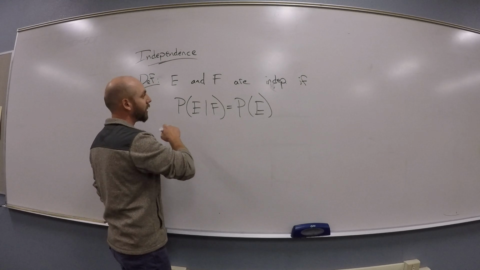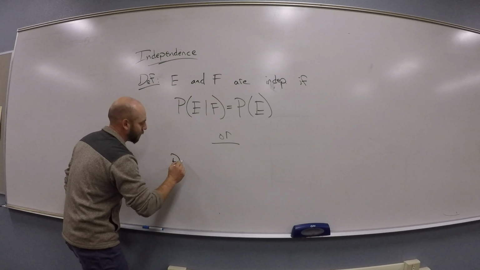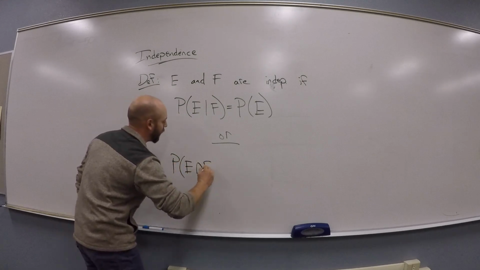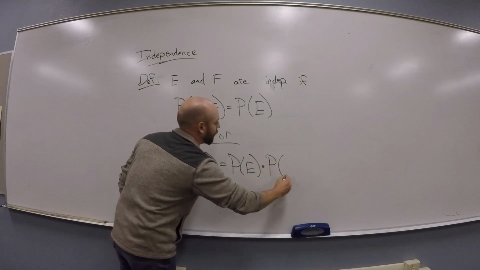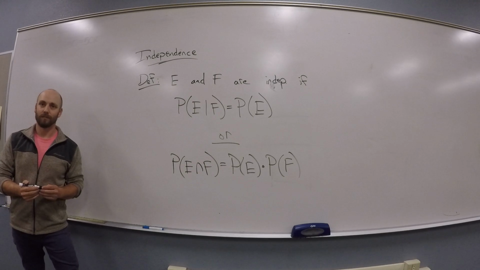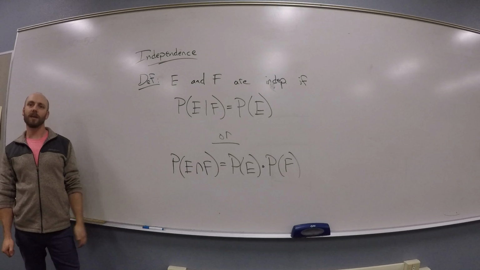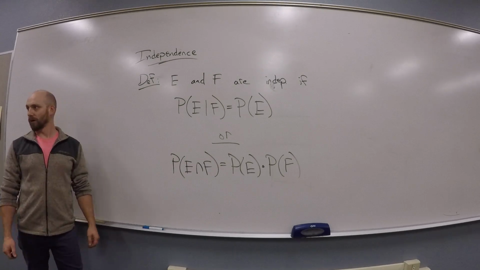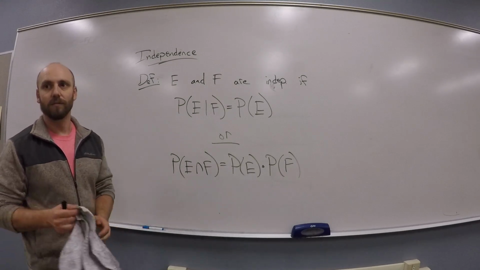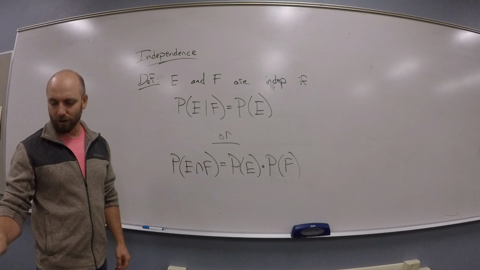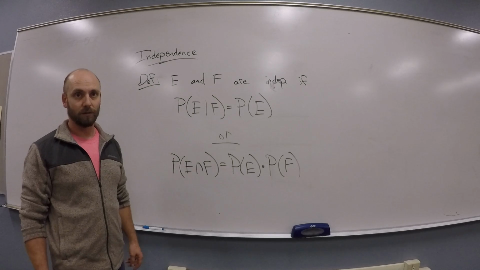There's another characterization of this, which is that the probability of E intersect F is the same thing as the probability of E times the probability of F. You guys cool with this? I don't care which of these you take to be the definition of independence. They'll both work. This one is the usual, but it doesn't really matter. So do you want to do a couple examples to see if we can figure out if things are independent?